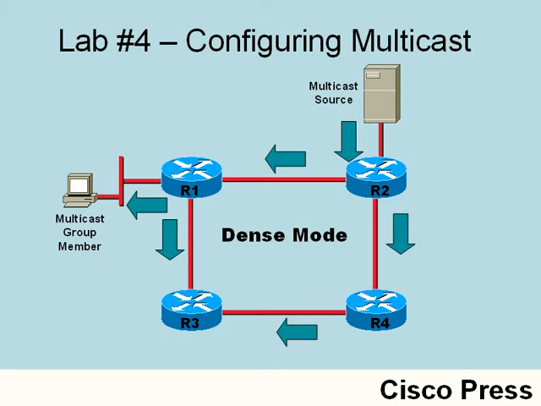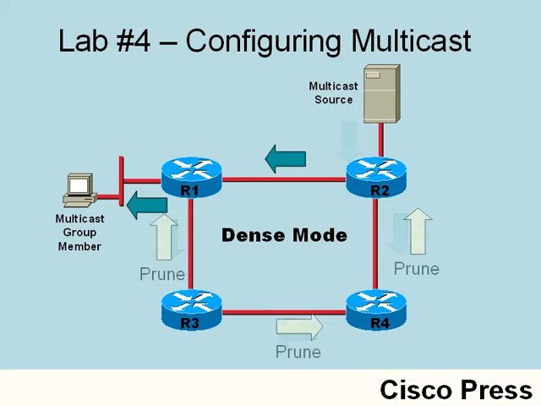They don't want to receive this unneeded traffic, so what they do is they send prune messages back upstream to say, please prune me off of this tree. I no longer want to receive multicast traffic destined for this group. At this point, we have a nice steady state, it appears. The multicast source goes into router R2. R2 sends the traffic over to router R1, and router R1 is sending it out to our multicast group member.